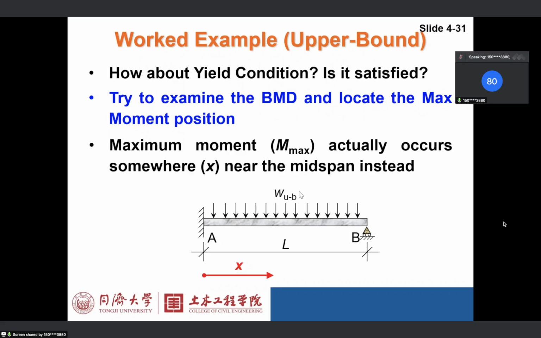Can you draw the bending moment diagram based on equilibrium condition? We have WB 12 MPL over L squared, right? And now we draw a bending moment diagram, and then we try to prove that the yield condition is not satisfied. And then we scale it down to get a lower bound solution. Right? So this is a standard procedure that we should follow.